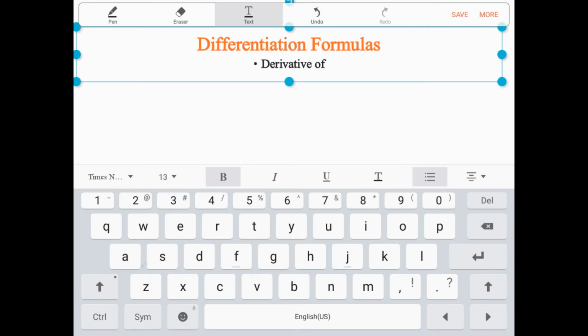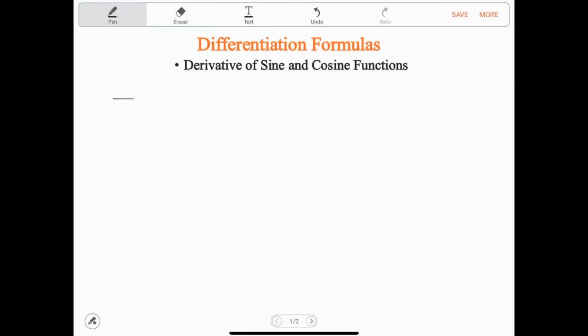The fourth differentiation formula is the derivative of sine and cosine functions. Let's say the derivative of the quantity sine x. The derivative of sine x is equal to cosine x. Then copy the derivative of x, so it's going to be parenthesis x. So cosine x times the derivative of x, which is equal to 1.